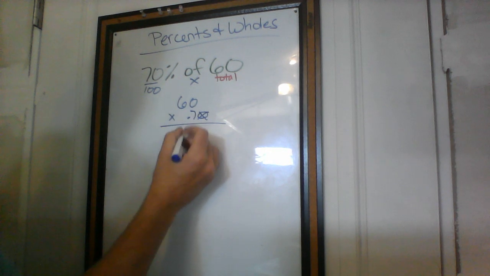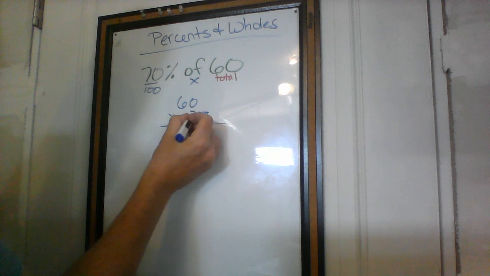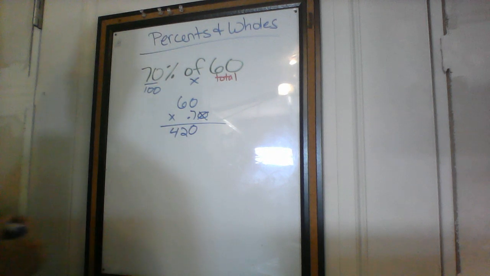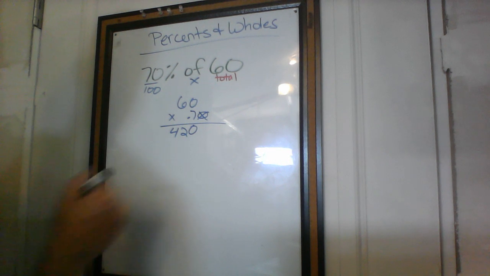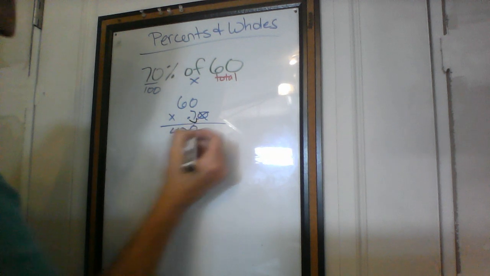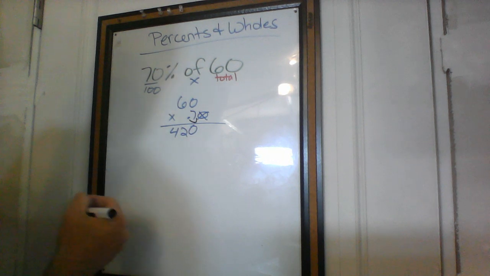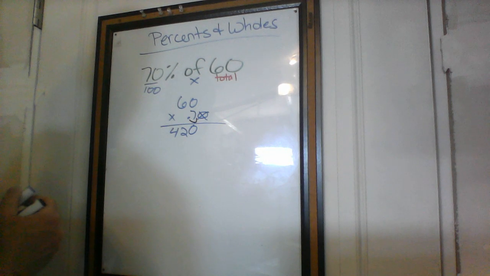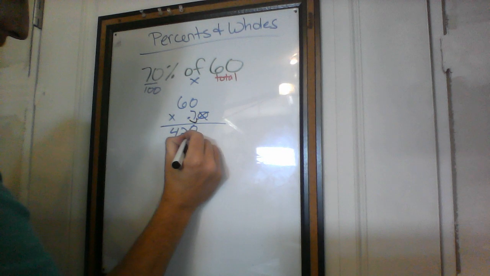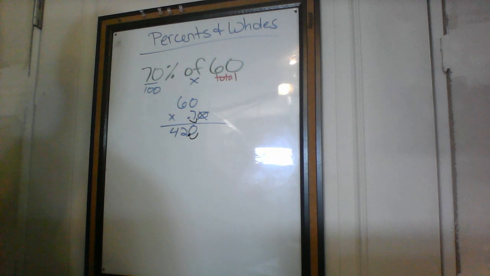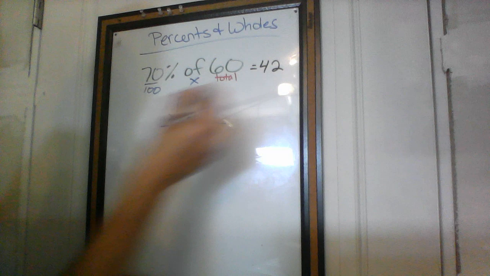So we're going to have 7 times 0 is 0, 7 times 6 is 42. Again, we're multiplying with a decimal, so our decimal comes over one time. So we have 42. So 70% of 60 is going to equal 42.